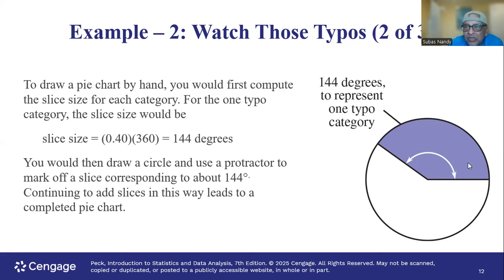This is equal to relative frequency multiplied by the angle in the center, which is 360 degrees. So whatever the relative frequency of each category, multiply that by 360 degrees. Why 360 degrees? Because that is the angle at the center of a circle. Multiply that by the relative frequency of each class.